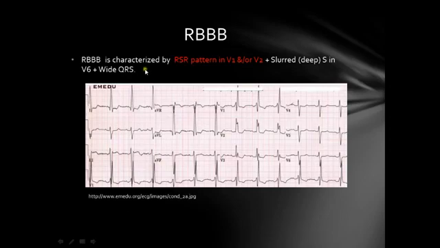So right bundle branch block means the right bundle is blocked, of course, and the most characteristic thing is the RSR pattern in V1 and/or V2. So you go to V2 here, for example, you have the RSR pattern. See? Also in V1 you have the RSR pattern. RSR. So you get 2 R waves actually. And also you have a deep S wave in V6, but you don't really need to look at that. The most important thing is the RSR pattern in V1 or V2, right bundle branch block.